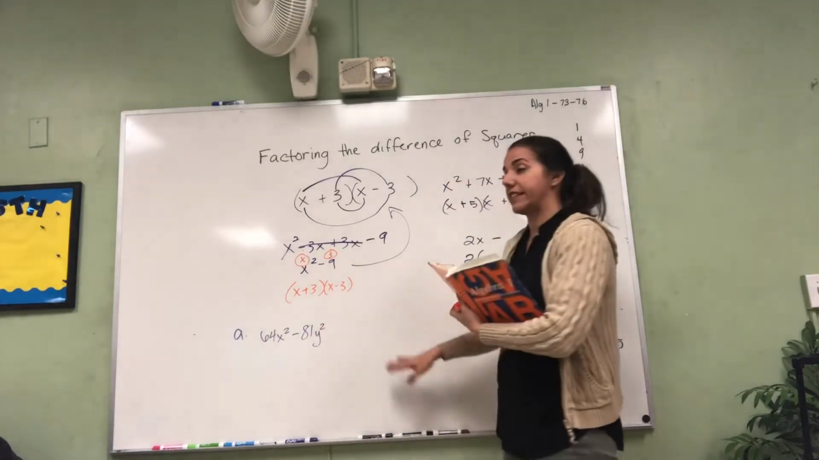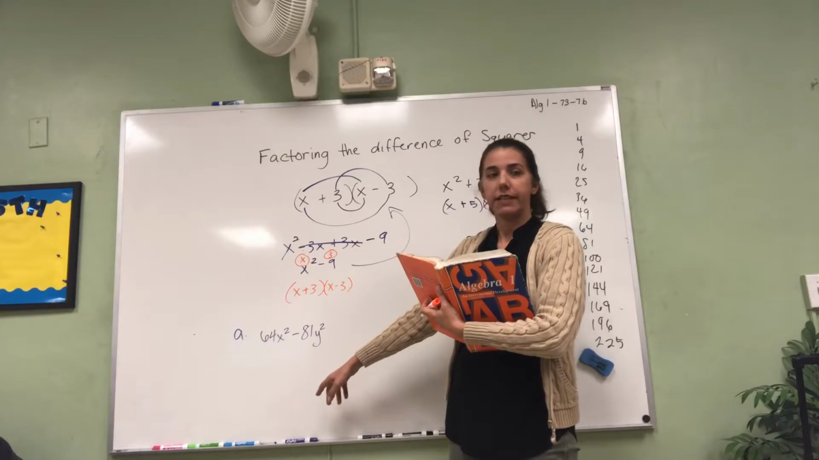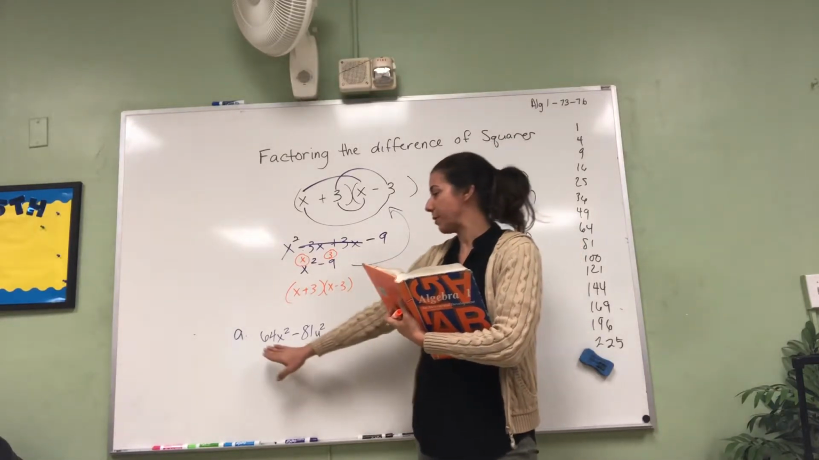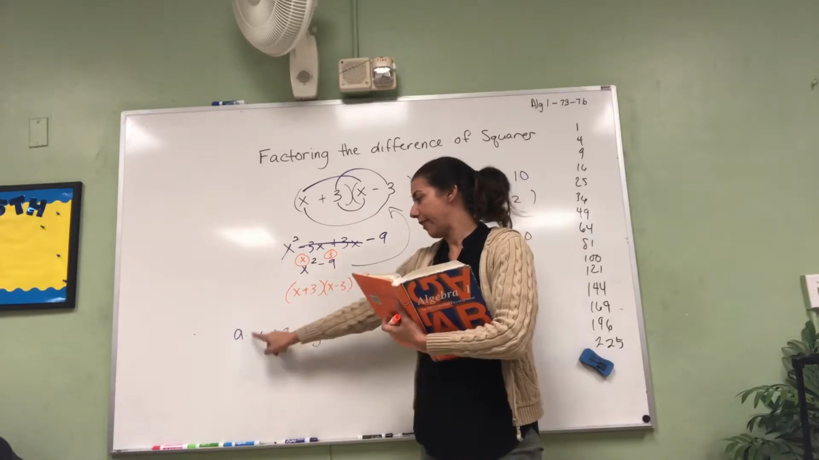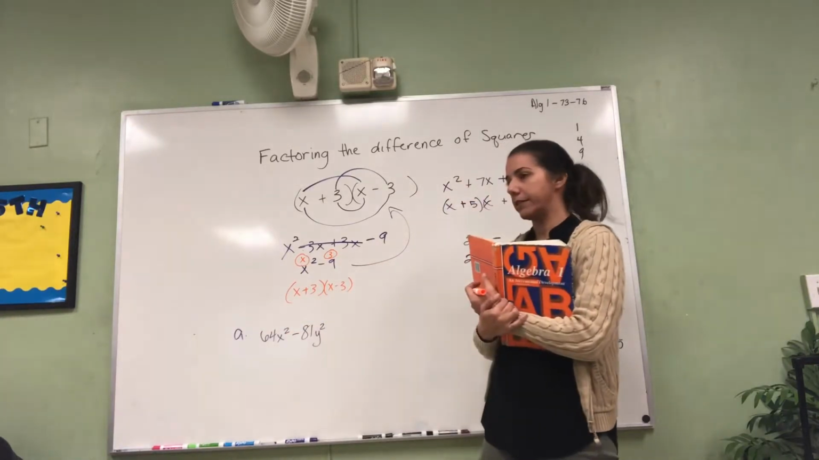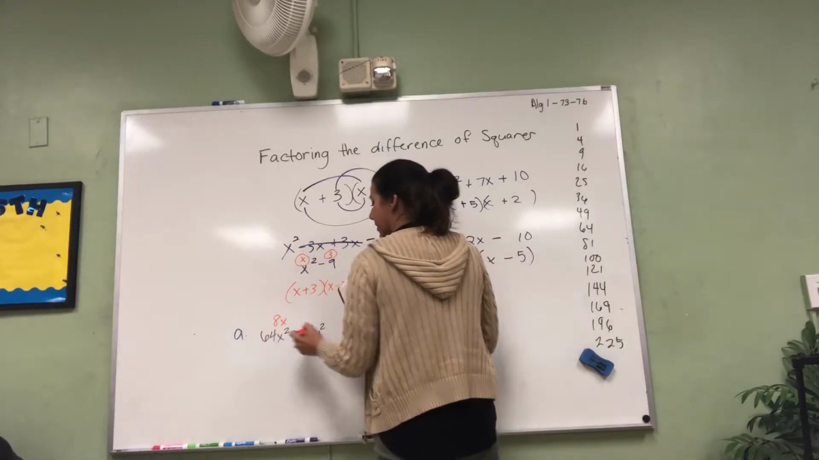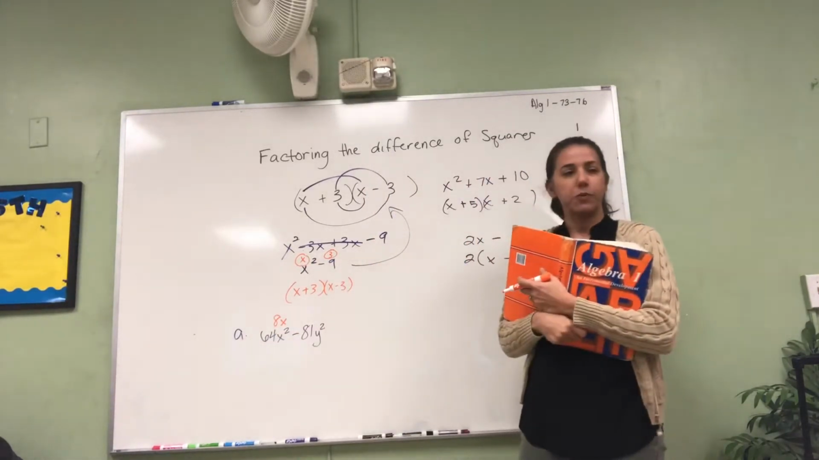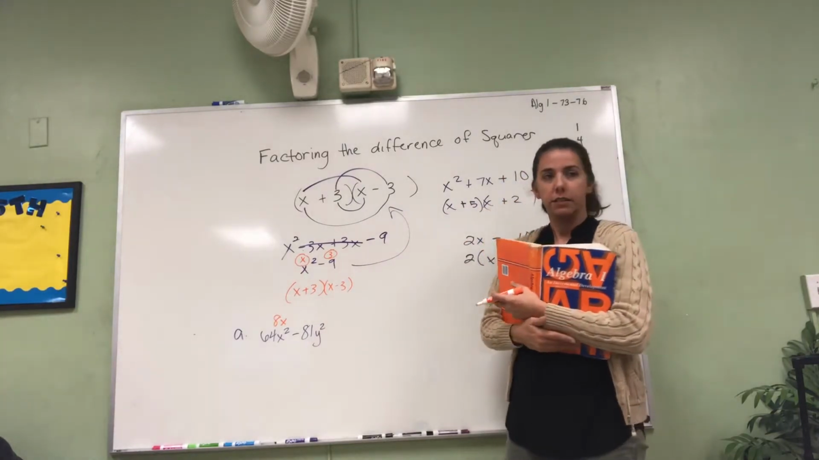Can you identify this as a difference of squares? Yes? If you can, then you should be able to tell me what the square root of each term is. So, Diana, what's the square root of 64x squared? 8x. Talia, what's the square root of 81y squared? 9y.